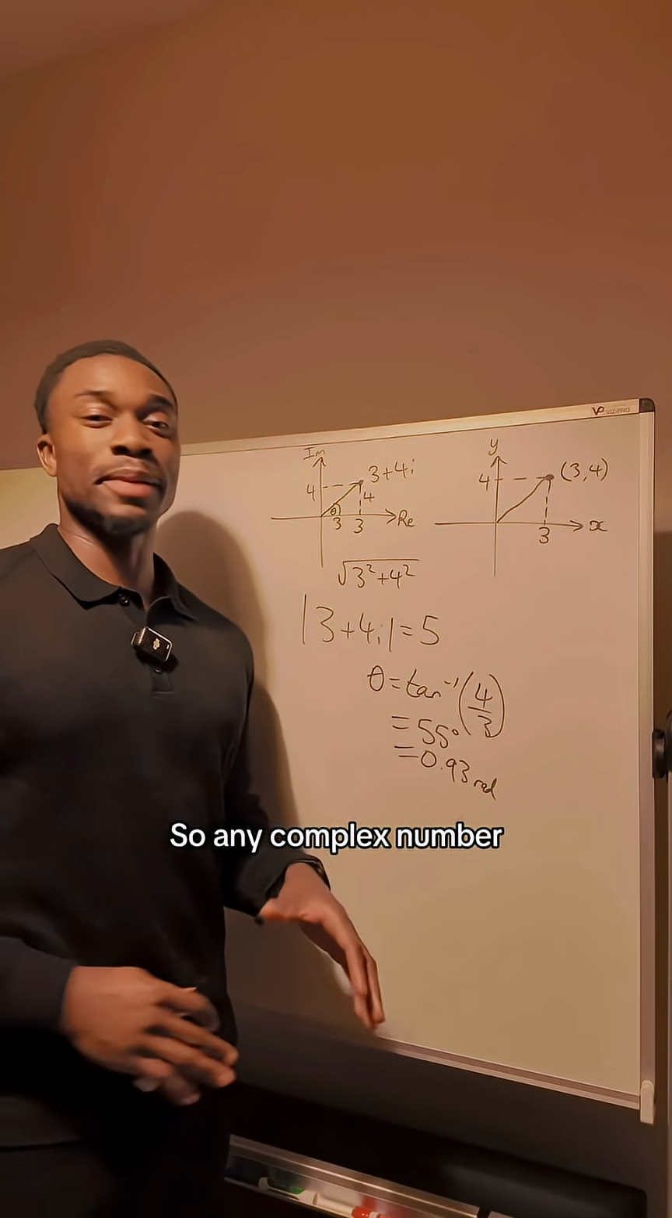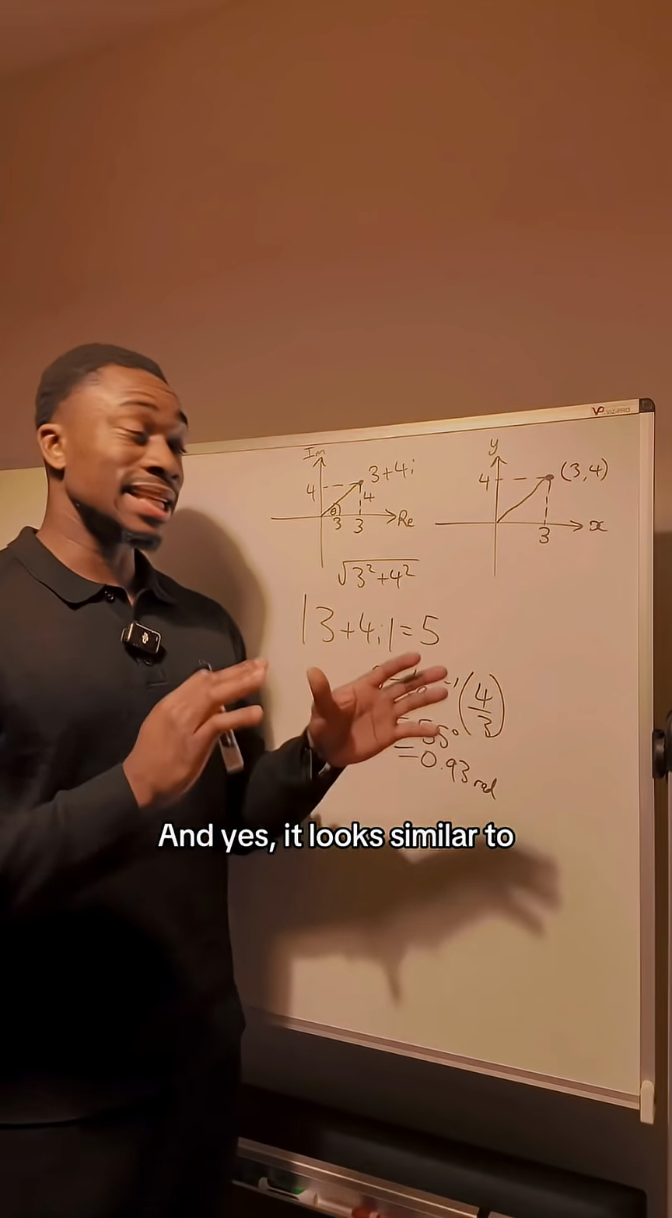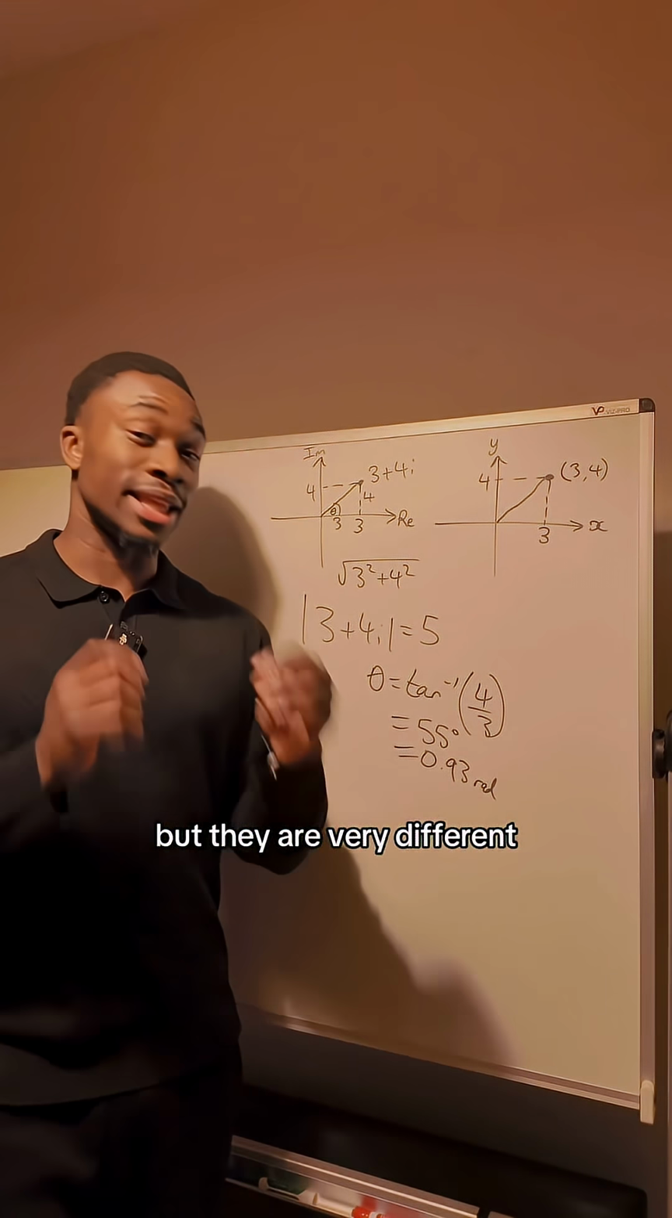So any complex number can be shown on an Argand diagram. And yes, it looks similar to coordinate geometry, but they are very different.